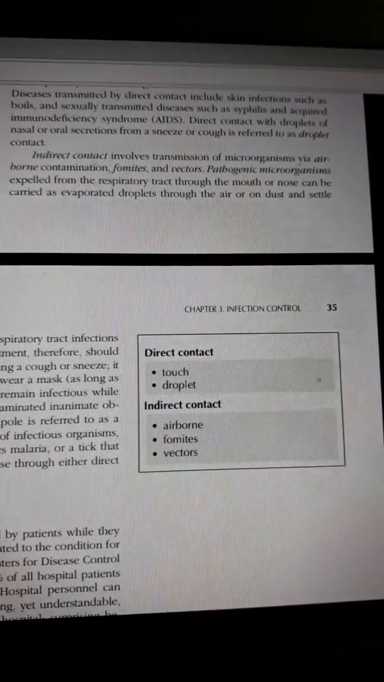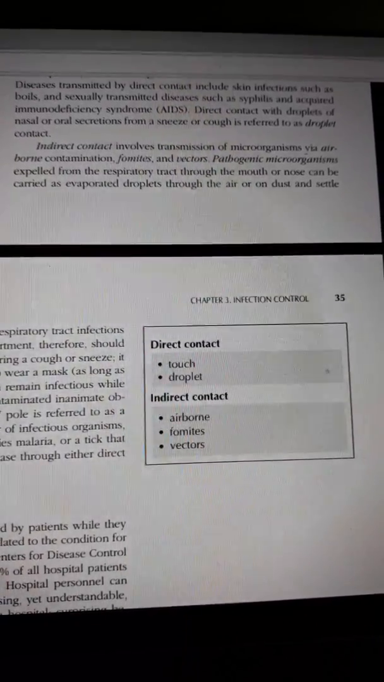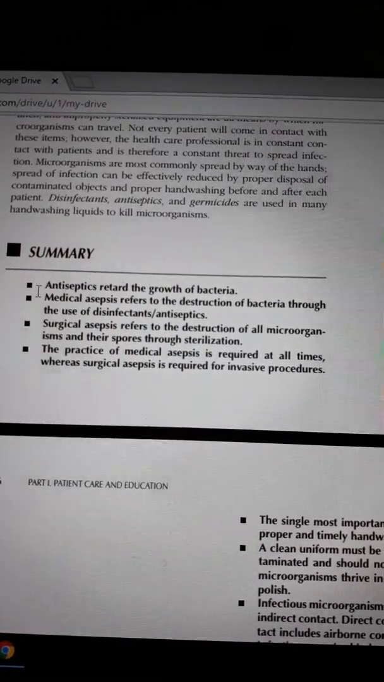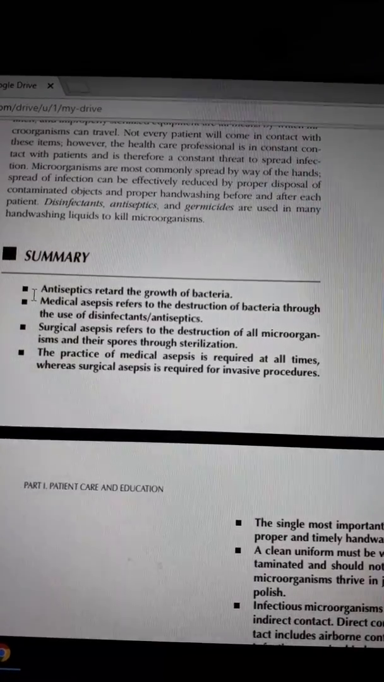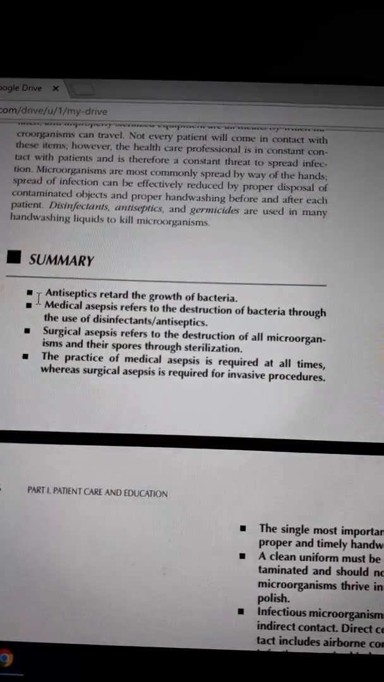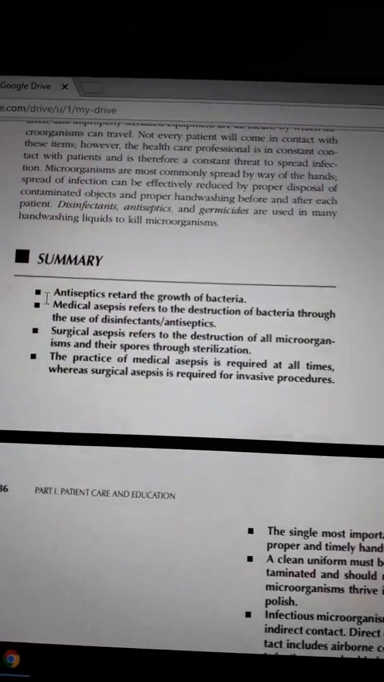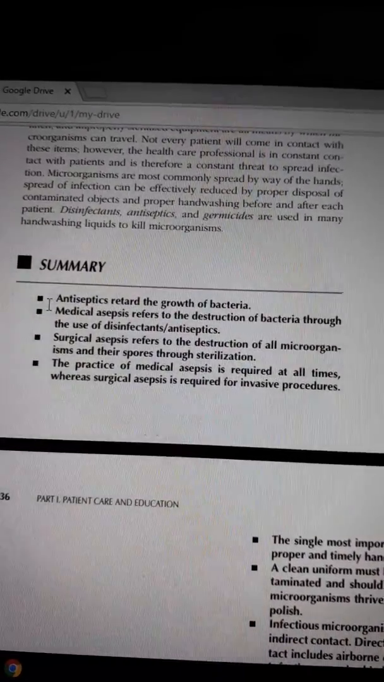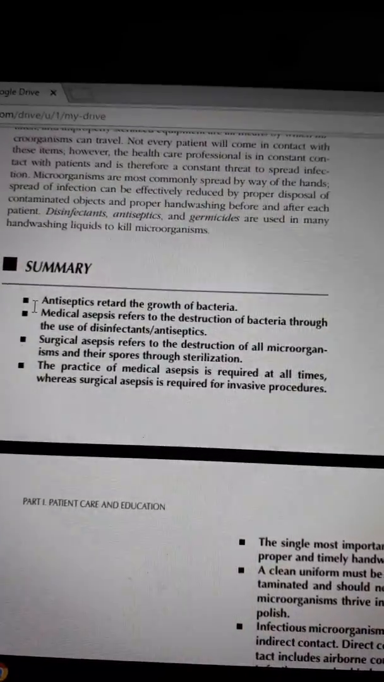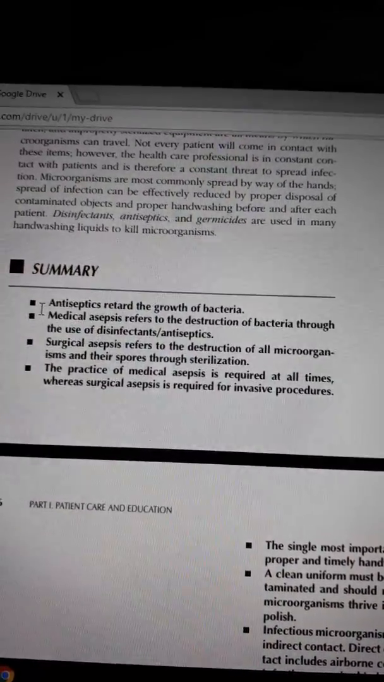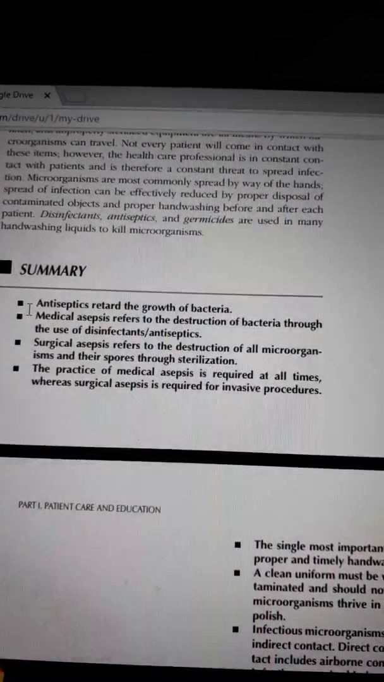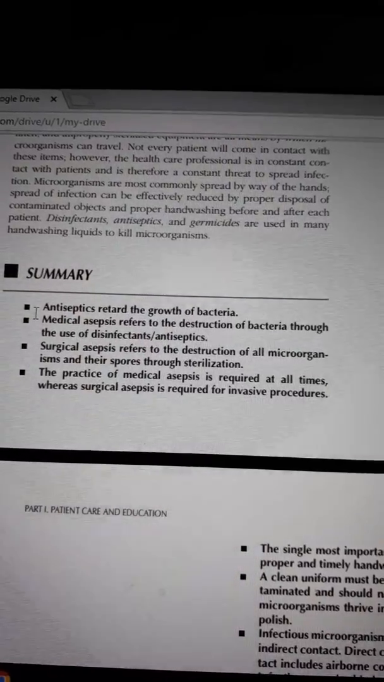Direct touch, droplet, indirect, airborne, fomites, vector. Summary: asepsis retards the growth of bacteria. Medical asepsis refers to the destruction of bacteria through the use of disinfectants and antiseptics. Surgical asepsis refers to the destruction of all microorganisms and their spores through sterilization.